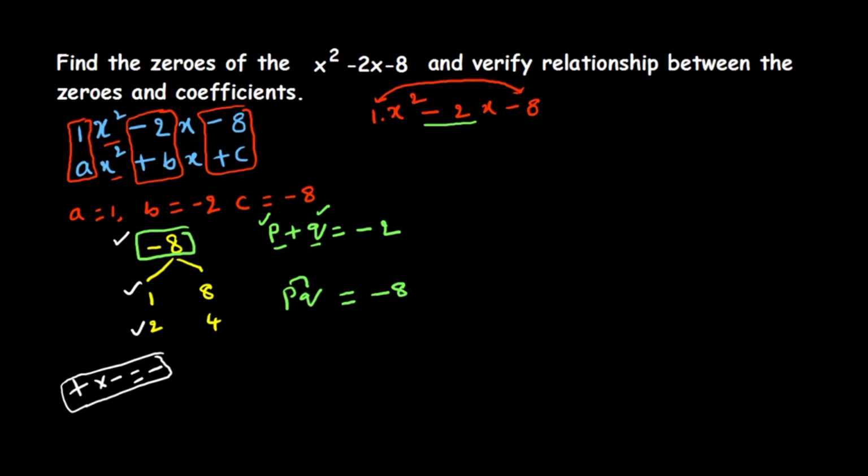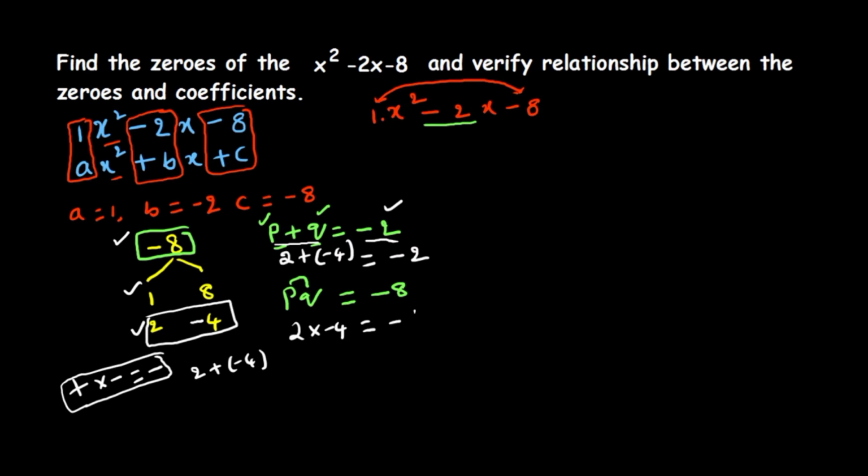So it's very simple. The concept here, p plus q equal to minus 2 we should get, so you can select these two numbers. From these two, the bigger number you can take as minus. Now you can take here 2 plus of minus 4. That means p equal to 2 and q equal to minus 4. Then 2 plus of minus 4 equal to minus 2 we get. So it is satisfied. Similarly, p into q, 2 into minus 4 equal to minus 8. Yes, so p equal to 2 and q equal to minus 4.